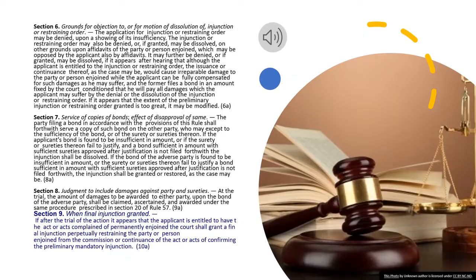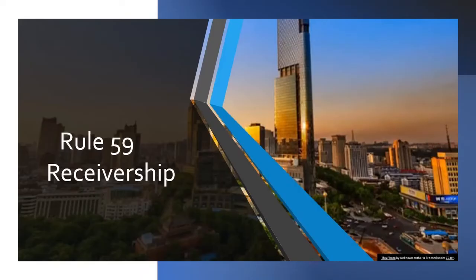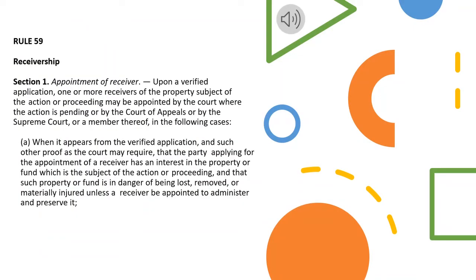10a. Rule 59. Receivership. Section 1. Appointment of receiver. Upon a verified application, one or more receivers of the property subject of the action or proceeding may be appointed by the court where the action is pending, or by the Court of Appeals, or by the Supreme Court, or a member thereof, in the following cases.